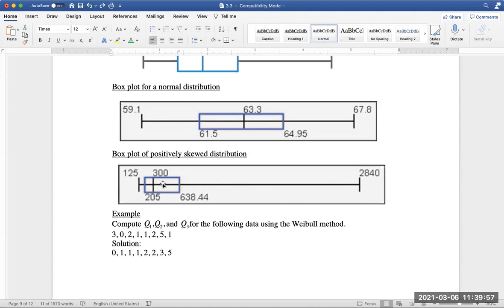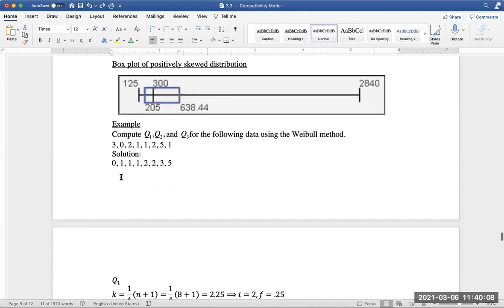So let's compute the first, second, and third quartiles for the following data using the Weibull method. The data is 3, 0, 2, 1, 1, 2, 5, 1. So first, sort the data. Remember, your data must be sorted, so don't forget to sort your data. 0, 1, 1, 1, 2, 2, 3, 5.